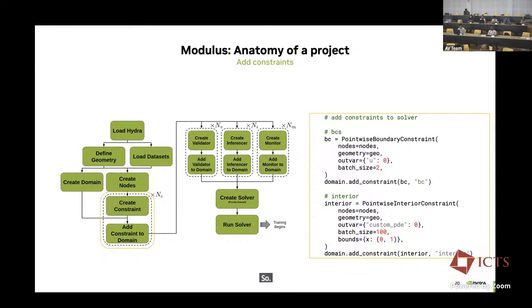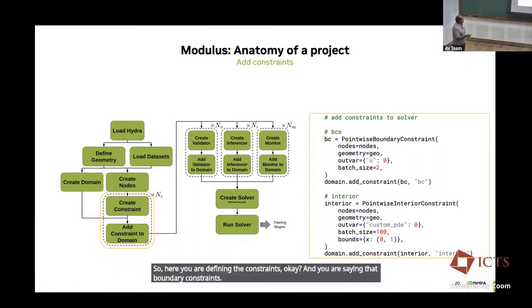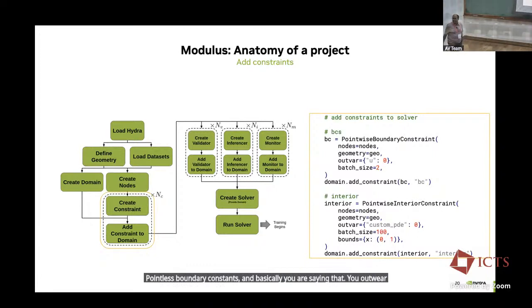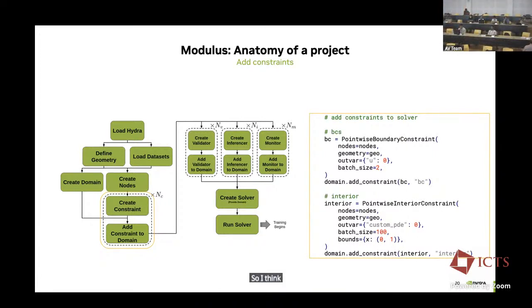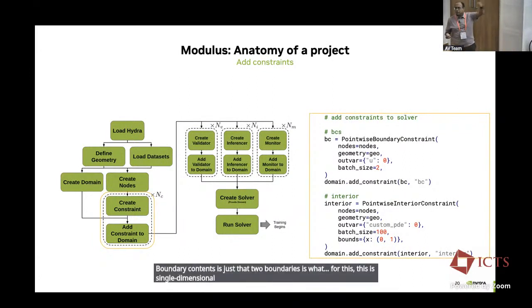So here you are defining the constraints, okay? You are saying boundary constraints, point-wise boundary constraints. Boundary constraints will often be our data. Boundary constraints is just the two boundaries, since this is a single-dimensional problem, no? So two boundaries.